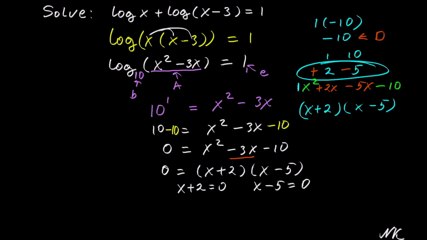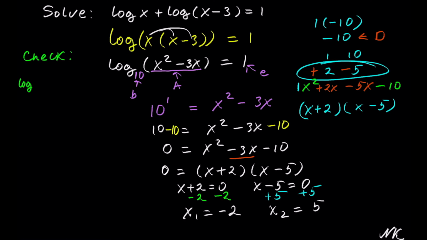So x plus 2 equals 0. Let's subtract 2 on both sides, and we get first x is equal to negative 2. Then we have x minus 5 equals 0. Let's solve this by adding 5 to both sides, and we get second x is equal to 5. Let's check our solutions by plugging them into the original equation of log of x plus log of x minus 3 is equal to 1.